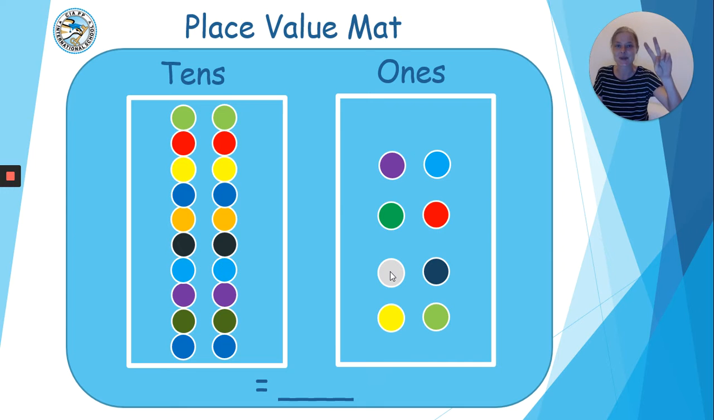Well done. Yes, we have 2 tens. So we need to write the number 2 at the bottom of our mat. Now let's count the ones and let's count them all together. 1, 2, 3, 4, 5, 6, 7, 8. So now I need to write the number 8.